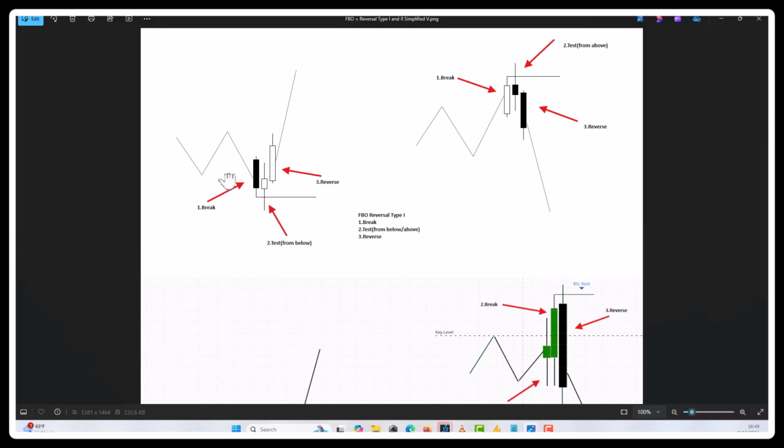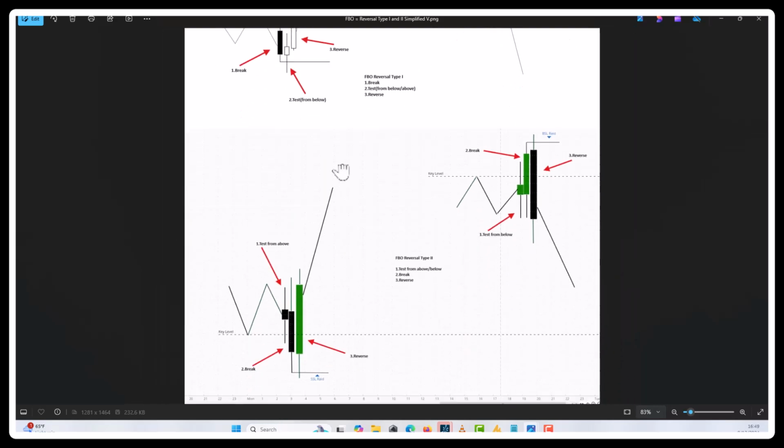Yes, it breaks the level. You see this level right there. It breaks, it tests from below, then it reverses. That's the long setup. Right here, it breaks above the level, and then it tests from above. Then it's a short setup. That's called type 1.